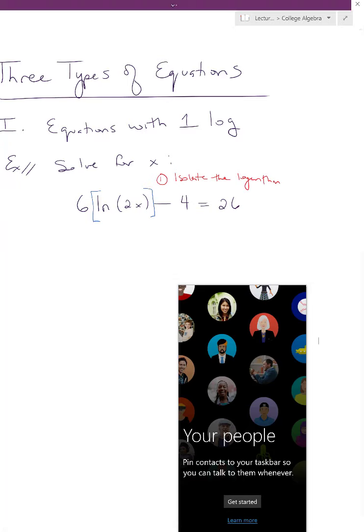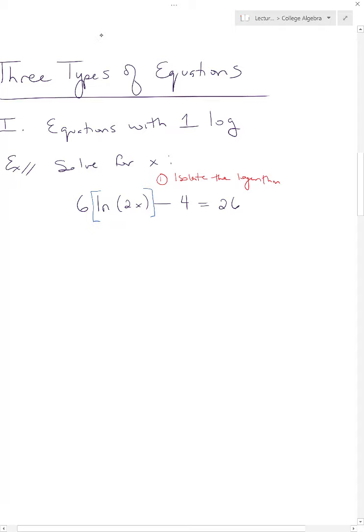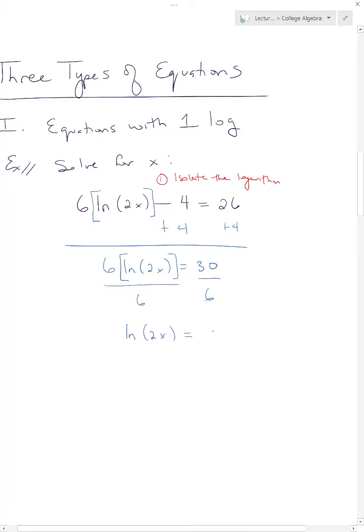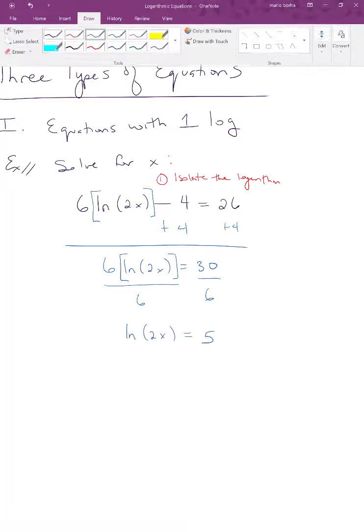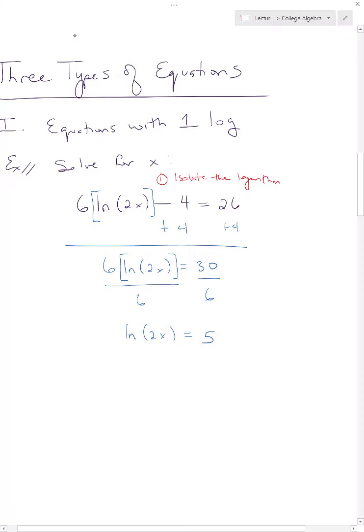All right, and so using algebraic steps, first thing I would do here is add 4 to both sides, and so I'm left with 6 times the natural log of 2x is equal to 30. Again, I want to get this natural log by itself, so I divide both sides by 6, and I'm left with the natural log of 2x equal to 5. So we now have the logarithm by itself. We have isolated our logarithm. So how do we get rid of the log?